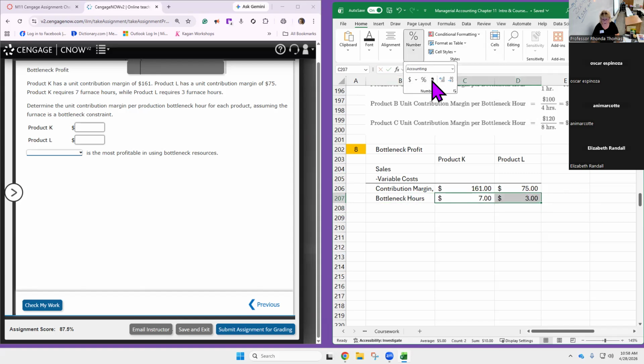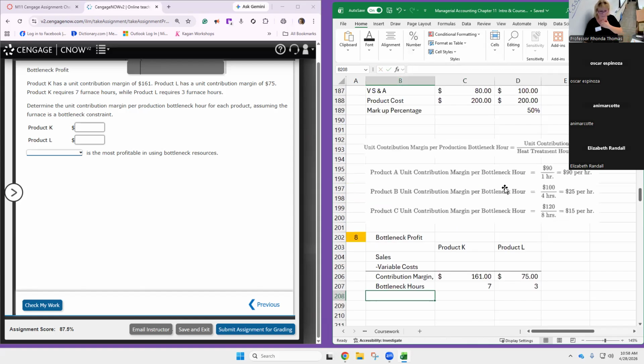And that is not dollars. Okay. And so now what we're going to do, because here's how it goes. The unit contribution margin divided by the number of hours, the bottleneck hours. So we're just simply going to make this our numerator, and then our hours are the denominator. And then this is going to tell us, determine the unit contribution margin per production bottleneck hour. Okay. So let's do the math. 161 divided by 7. All right. Gives us 23.